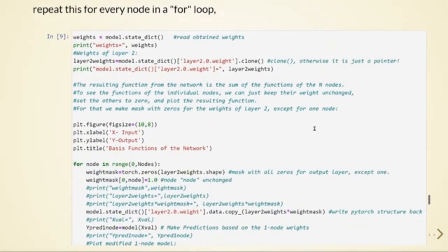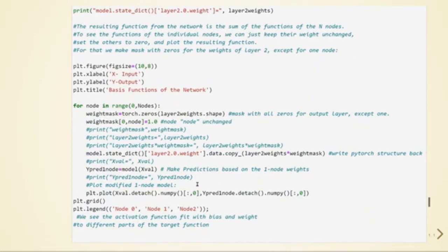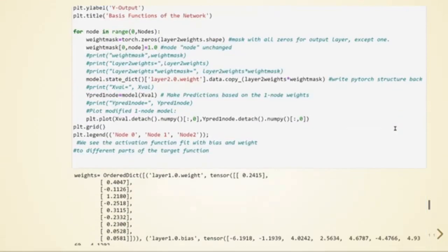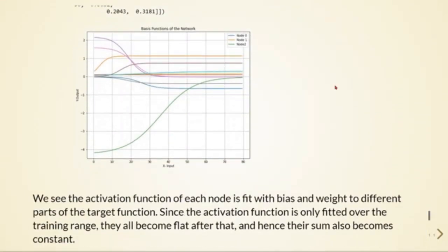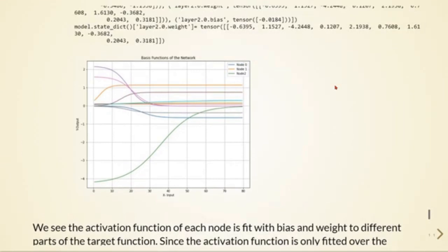And this is what we are doing at this part here in these 4 nodes. For each node we are doing this weight mask, so we mask with all zeros for the output layer except 1. We leave 1 node unchanged, and then we plot. So these are the basis functions of the network. We have node 0, node 1, node 2, and so on. So each node has its individual contribution.